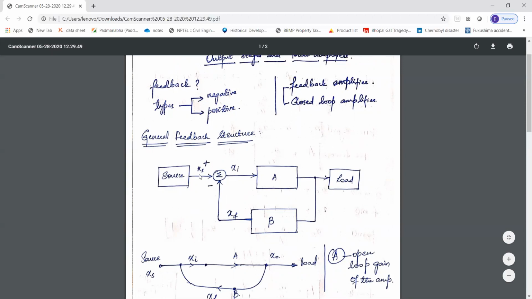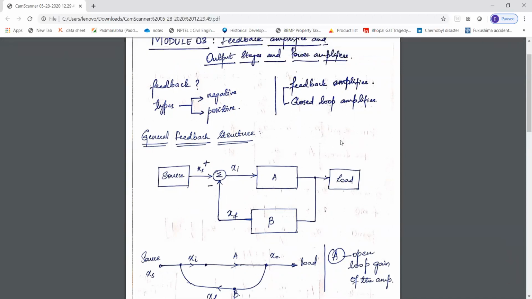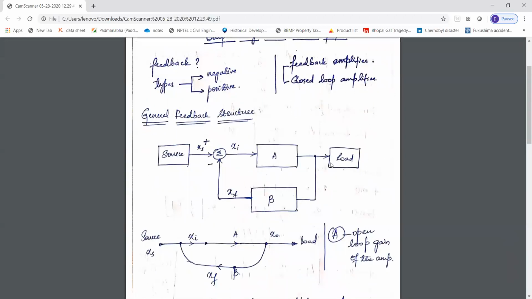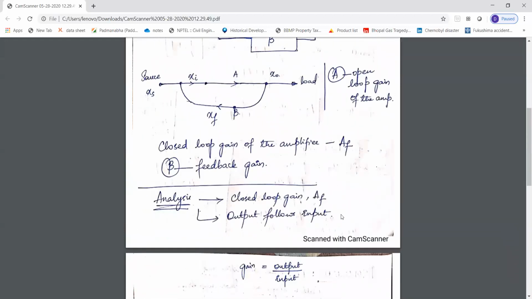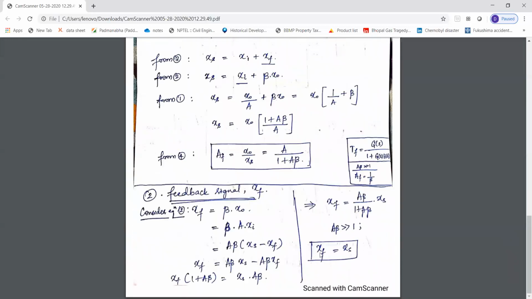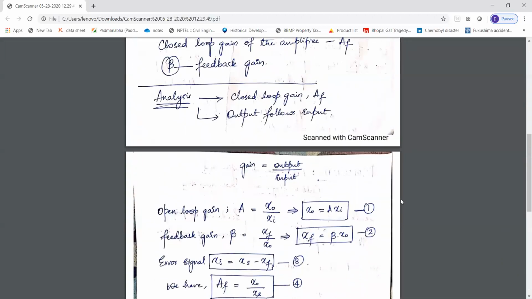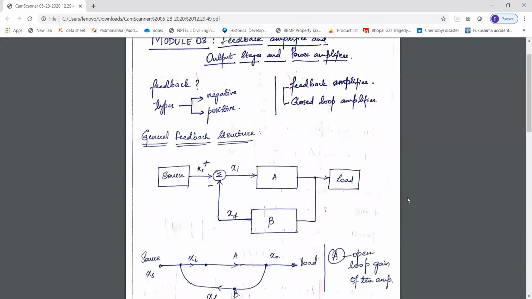Which is the input? Output, I'm repeating this once again, output will be equal to input, meaning x naught will be equal to xs. So the output will follow the input, isn't it? So that is the concept: output follows input. See here, xf is equal to xs. So this is about the general feedback structure.